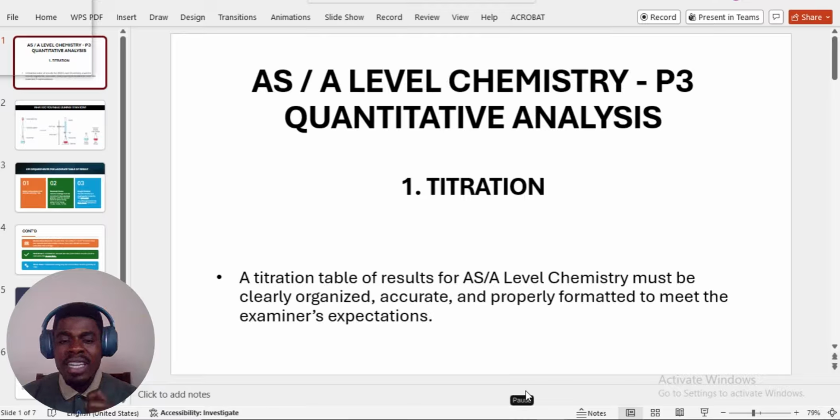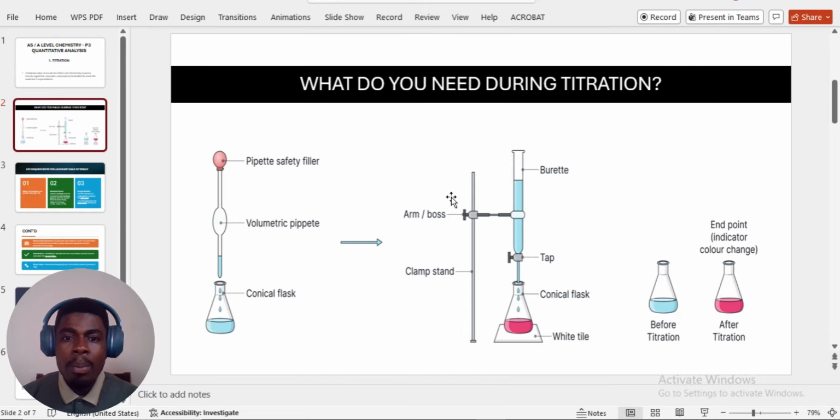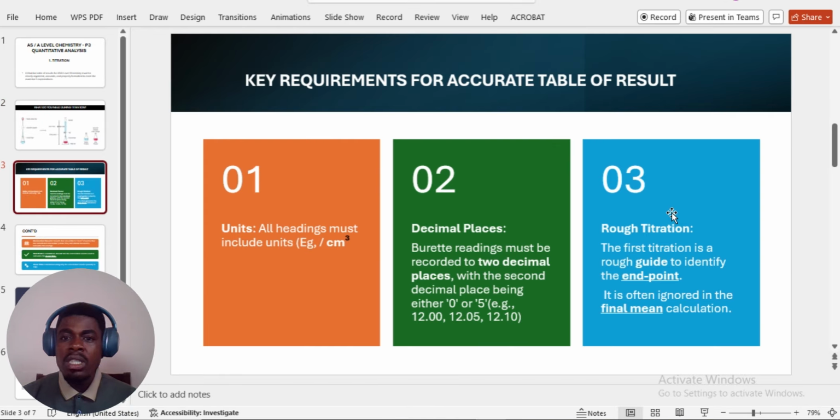That is what we have taken key note of, and we are going to make sure students do the right thing to get the full mark when it comes to accuracy or the precision in terms of the table of results. But before that, as a student, you also have to use the lab apparatus to perform one or two titrations before you go to the exams hall. So what do you need before you perform titration? These are a couple of items or apparatus you will need to perform titration, as you can see on the slide. Let's go into the key requirements for accurate table of results.